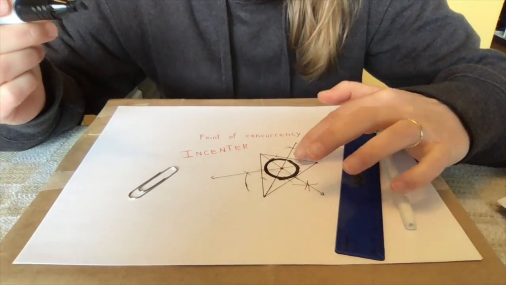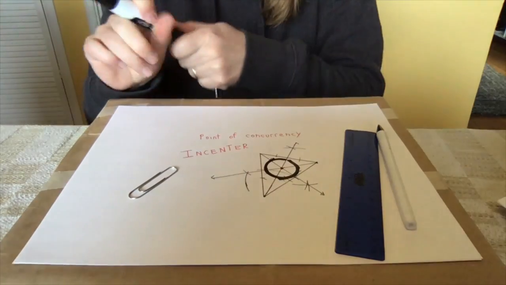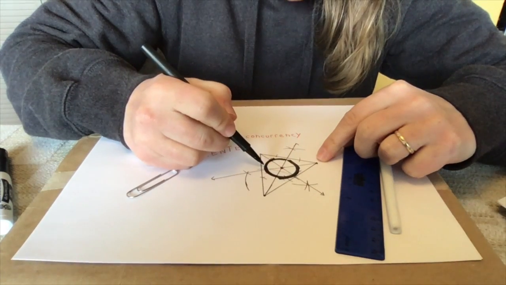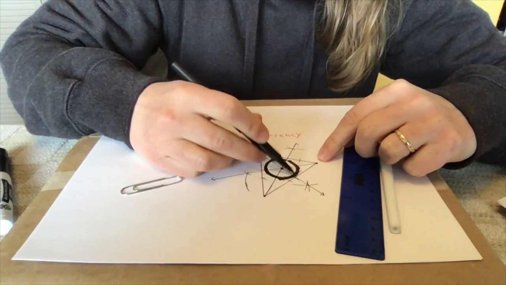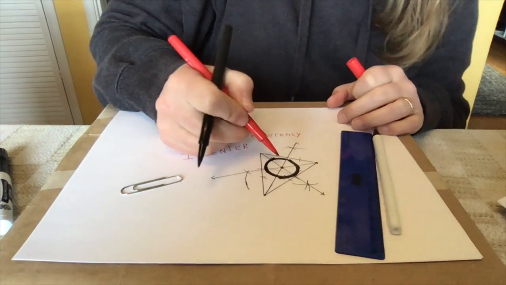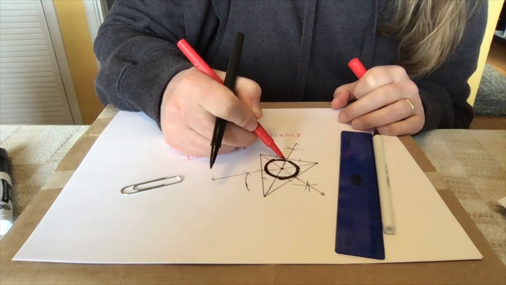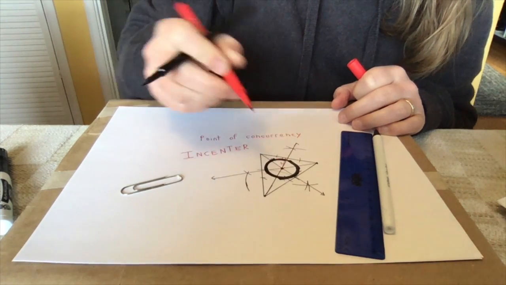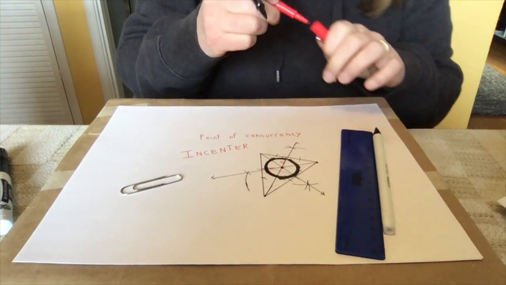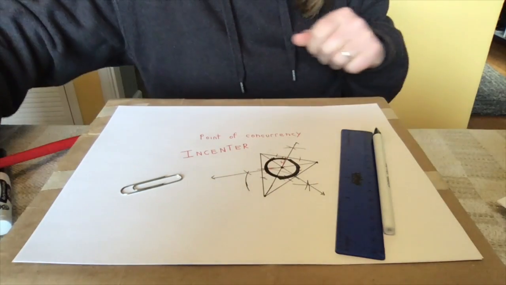Look, it's the incenter. The incenter, the center of the circle, is equidistant from the three sides, so it's going to touch all three sides exactly. So if there's a perpendicular, if this distance is 5, then out to there is also 5, and out to there is also 5. Incenter.